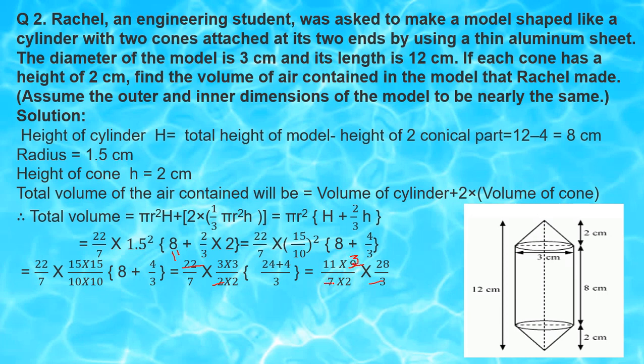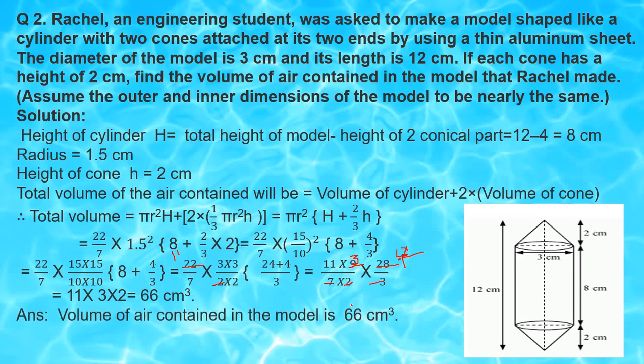This 7 divides 28 4 times, and also this 2 divides this 4 2 times. So we get here 11 into 3 into 2, that is 66 centimeter cube. So here we can say the volume of the air contained in the Russell's model is 66 centimeter cube.